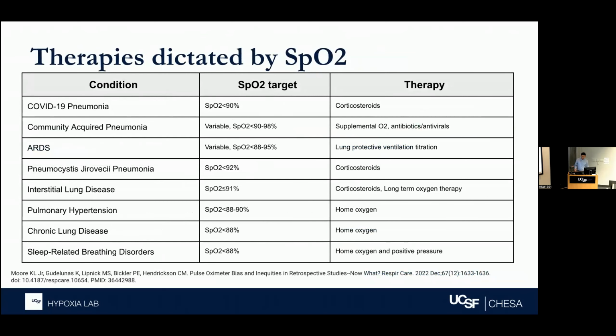So this is a table from Kelvin Moore's editorial piece highlighting numerous treatments dictated solely based on SpO2 levels. And we're often giving therapies based on an absolute SpO2 cutoff, and I think COVID really highlighted this to us. And it's easy to see that using absolute cutoffs, how disparities in care can exist. You know, you get a patient that comes in with SATs of less than 90%, and they get steroids and get admitted, versus a patient that comes in with SATs of, say, 92%, and they could get sent home with no treatment. So I think this really highlights how bias in pulse oximetry can affect care in this setting.